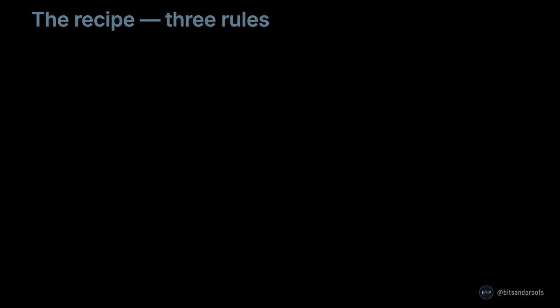The recipe, 3 rules. With these 3 rules, you can find the big O of almost any piece of normal code. They aren't complete, there are edge cases, but they handle 90% of what you'll see in practice.